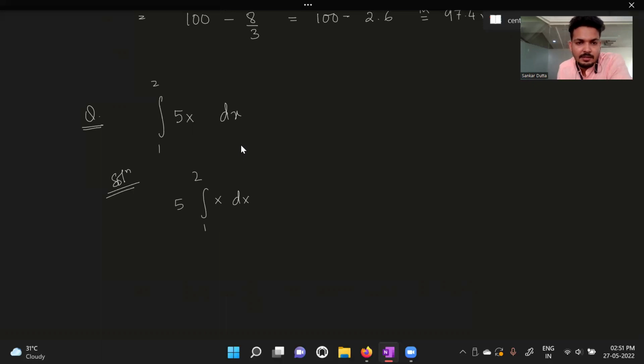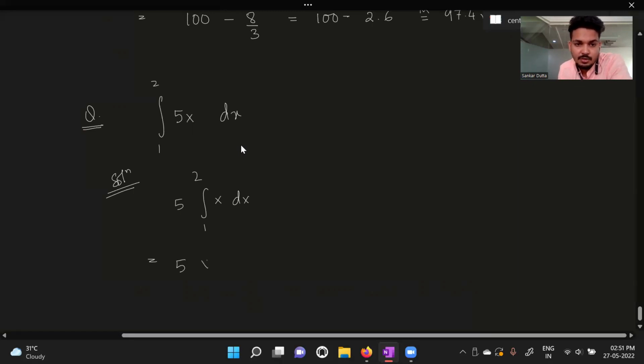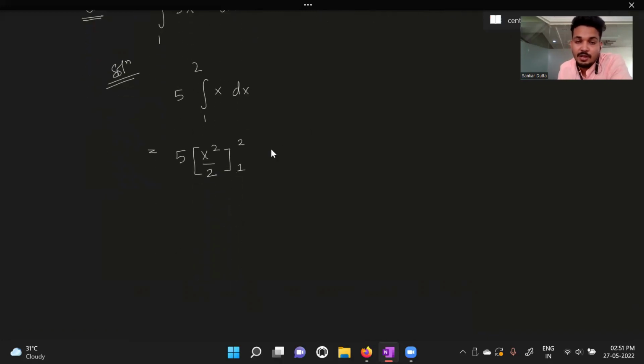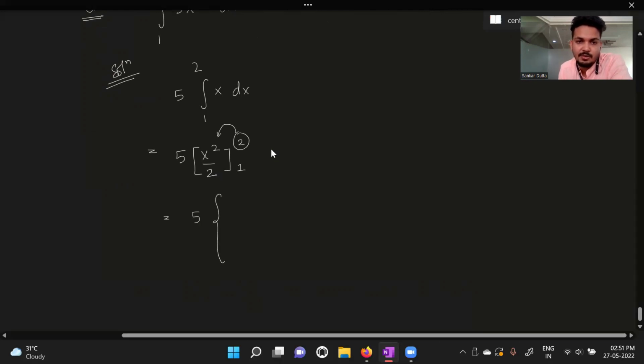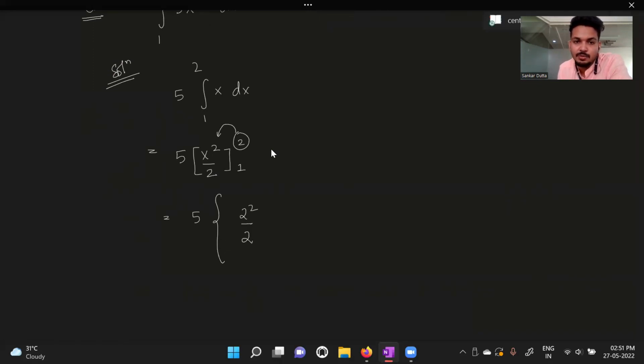Right. So x raised to power 1, I can consider this x raised to power 1. So when I integrate this, this will become x squared by 2, right? And I have to plug in how much? 2 and 1. Still haven't plugged in 2 and 1. So how will I plug in? First, I will put 2 in place of x. So 5 times, 5 is as it is. I'm going to do this operation inside this curly bracket. So 2 squared by 2. I plugged in 2. Okay.